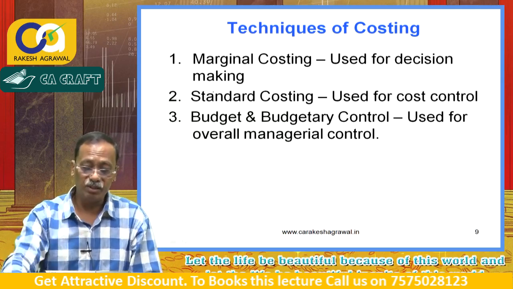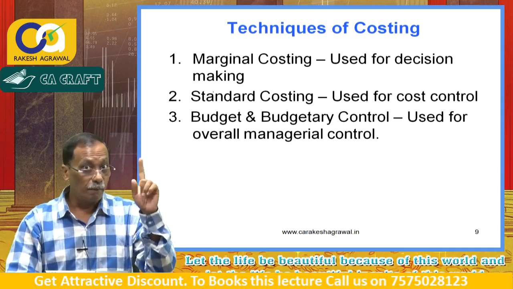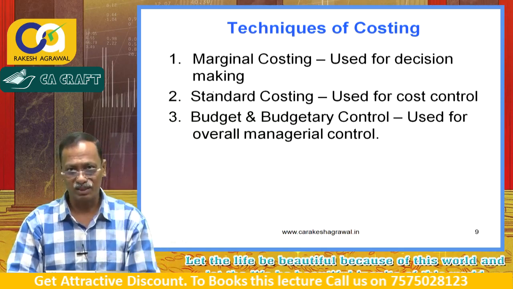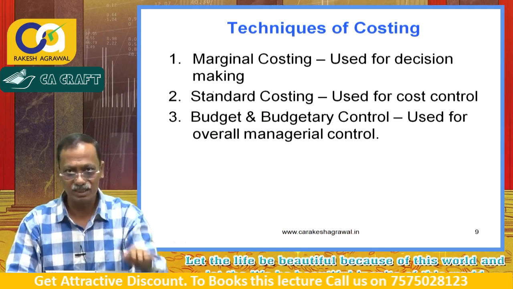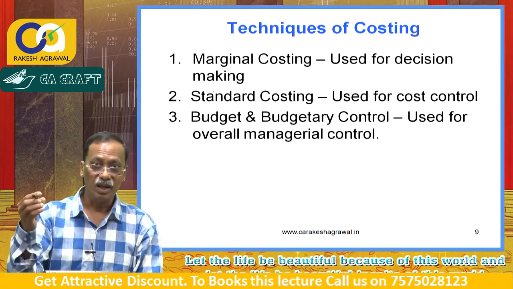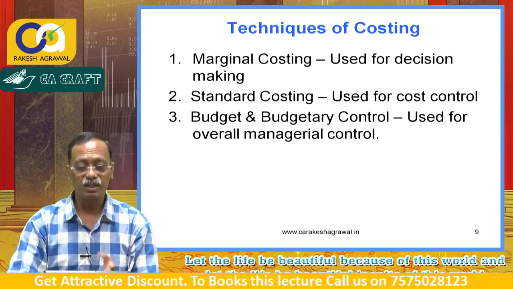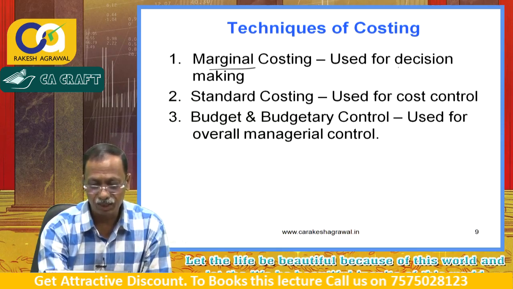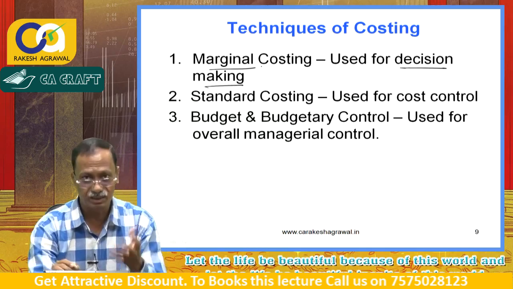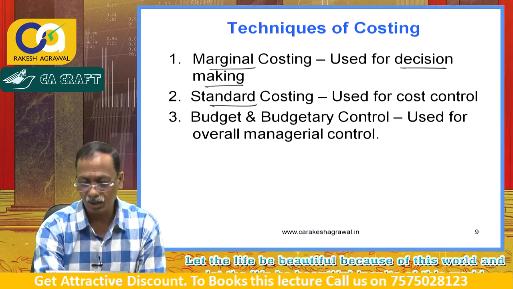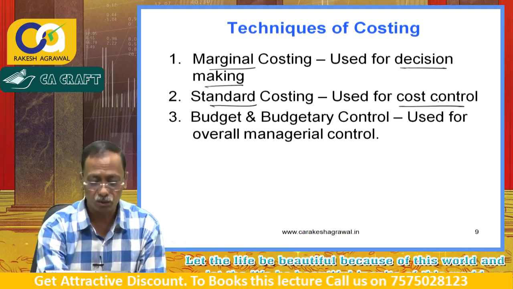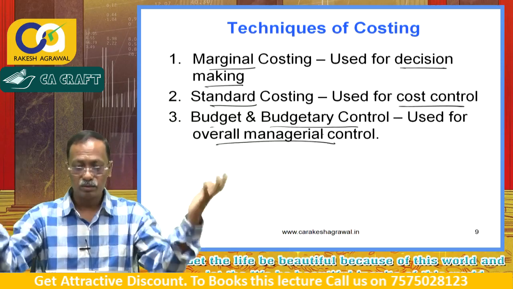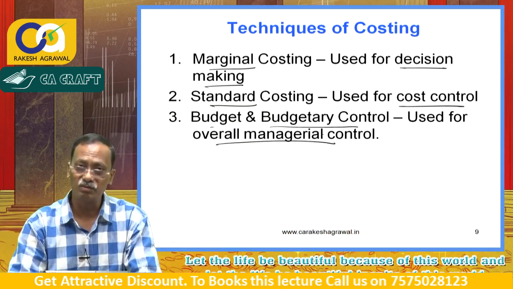Another one, objective of methods. Methods of costing, the objective was ascertainment of cost. Ascertainment of cost is the basic purpose of the methods of costing, and the purpose or objective of techniques of costing is written already on the screen. The marginal costing technique, the objective is to use it for business decision making. Purpose of standard costing is to use it for cost control, and purpose of budgetary control technique is to use for overall managerial control and smooth running of the organization.